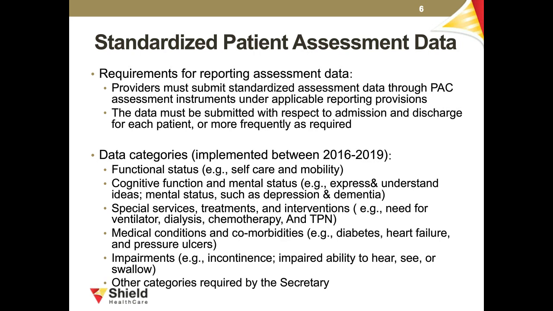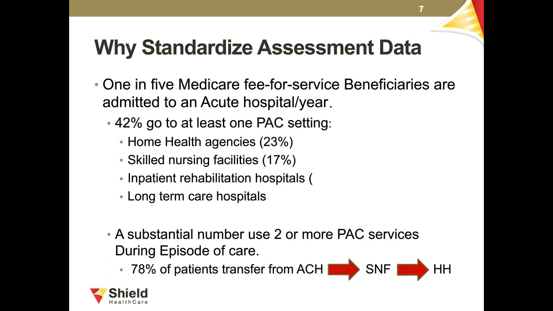Also, we see special services as the third big category, treatments and interventions, looking at things like need for ventilators and dialysis, chemotherapy and total parenteral nutrition. And the fourth area is medical conditions and comorbidities, with particular focus on some of those long-term conditions that are common for the elderly and for people who come to post-acute care, like diabetes, heart failure, and pressure ulcers in particular. Big focus on those pressure ulcers for that first year of implementation, which is this year, 2017. There are other impairments that are being focused on, like incontinence and impairment in sight, hearing, seeing, and swallowing, because those do impact the needs for patients and how they're providing services. And then other categories as required by the secretary. So it's got areas for further improvements or expansions that would be there.